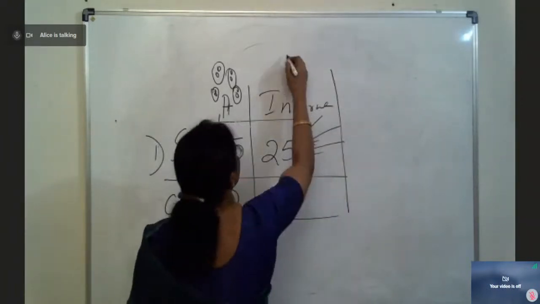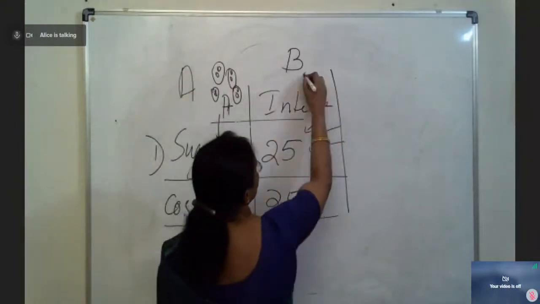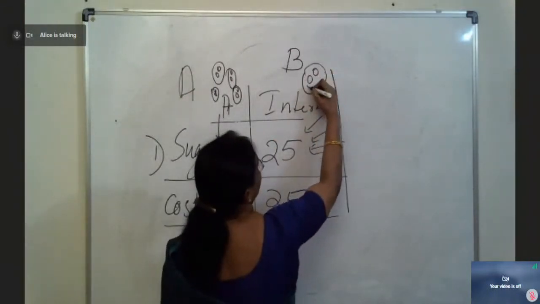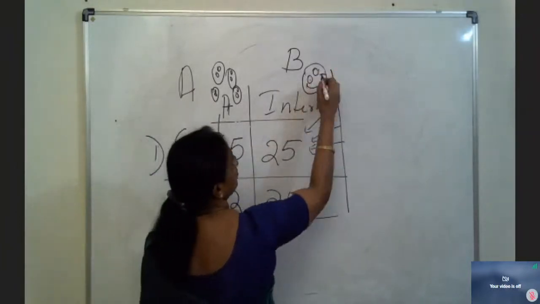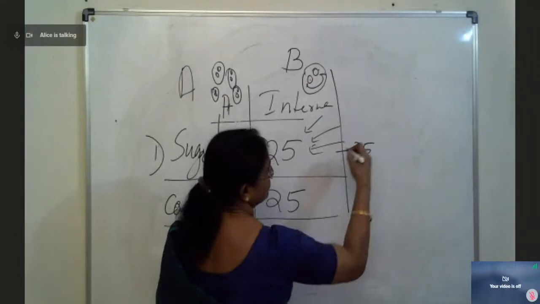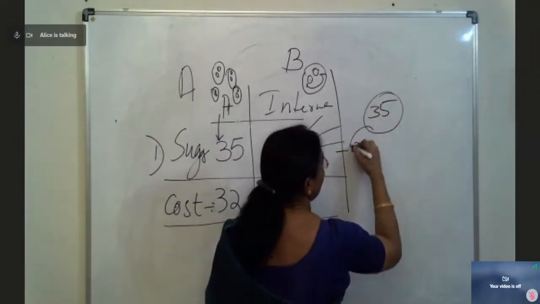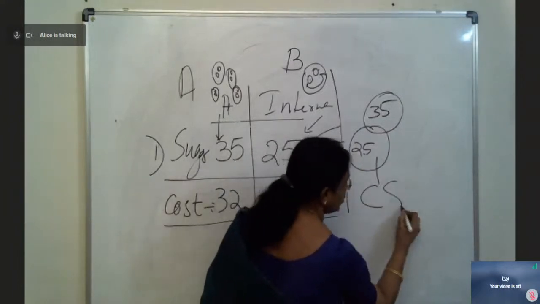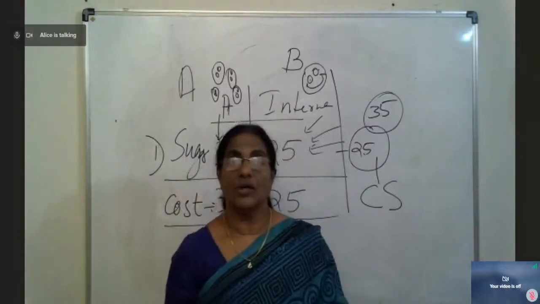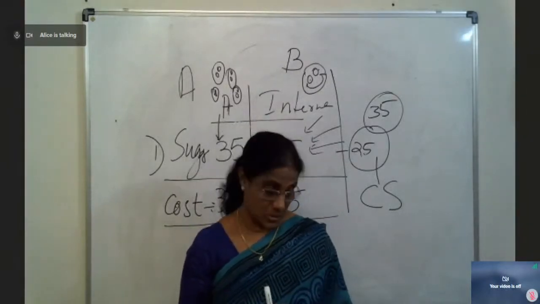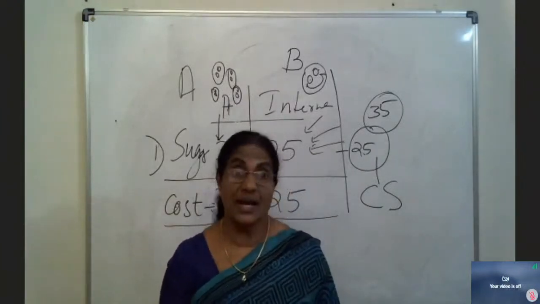If you are a consumer in country B, this is country A's business, okay? You are a consumer in country B, come on, you are happy. Why are you happy? Because you get sugar for 25 rupees. You are willing to pay 35 rupees, but you get it for 25 rupees, what do you call it? Consumer surplus. Okay. You're happy because you get it at a lower price than what you are willing to pay.